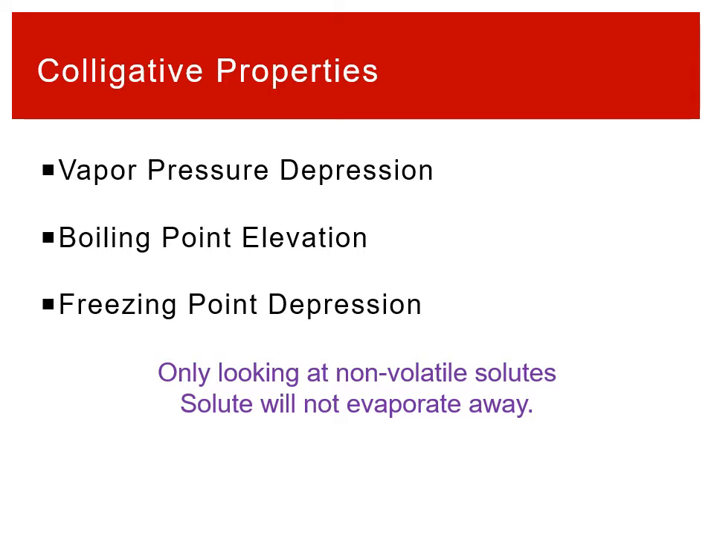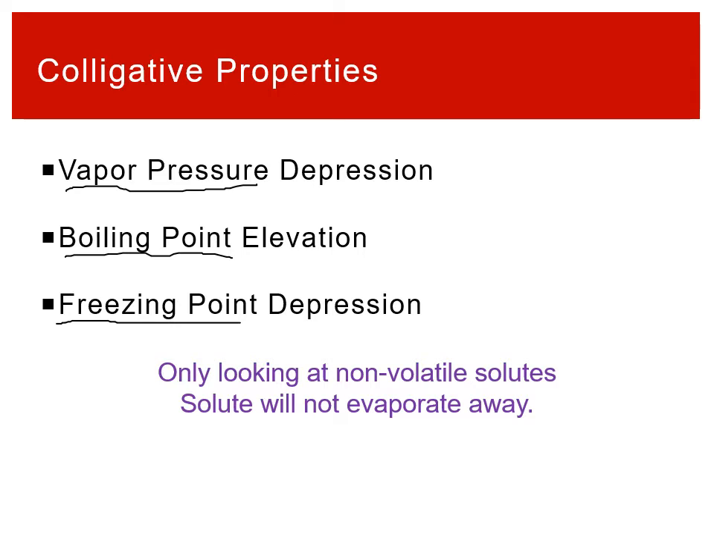There are three colligative properties that we're going to look at: vapor pressure depression, or lowering, boiling point elevation, and freezing point depression. So again, when we talk about colligative properties, these are properties of the pure solvent. Water has a vapor pressure. Water boils at 100 degrees Celsius, and water freezes at 0 degrees Celsius. So what we're going to look at is how those properties change when you form a solution of that water. When you dissolve stuff into water, how does the boiling point change? How does the vapor pressure change?